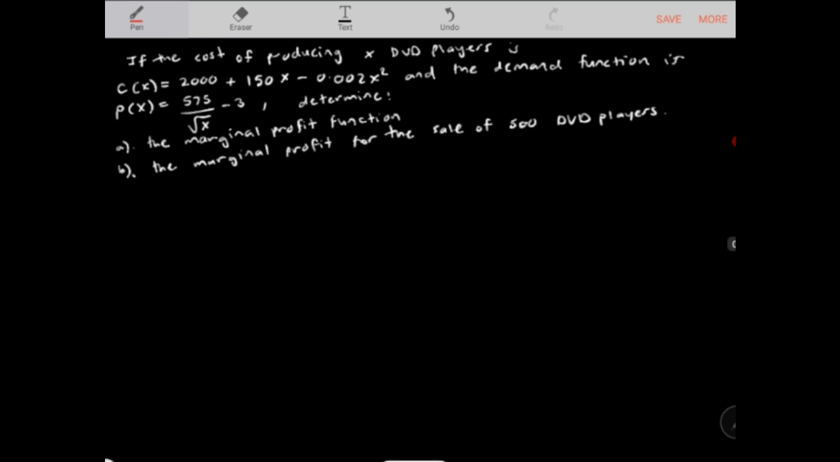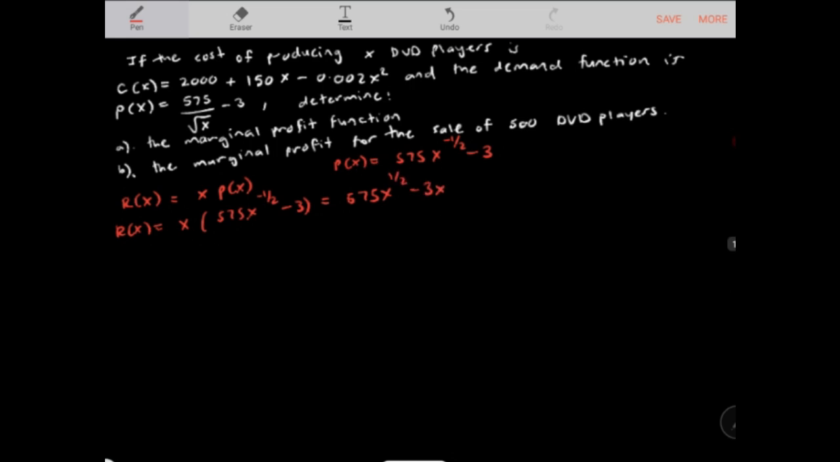Okay, so first we want to figure out what our profit function looks like. In order to figure that out, we need to first figure out what our revenue function is. So our revenue function is the quantity x times the demand function P of x. And P of x you can simplify: you can write it as 575 x to the power negative 1/2 minus 3, right? And the revenue function R of x is equal to x times 575 x to the power negative 1/2 minus 3, and this is basically 575 x to the power 1/2 minus 3x.